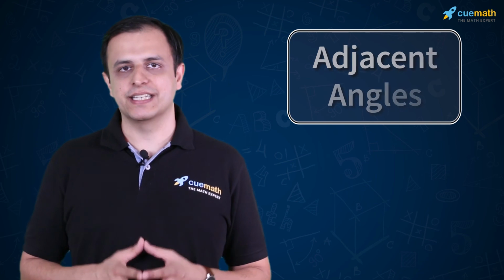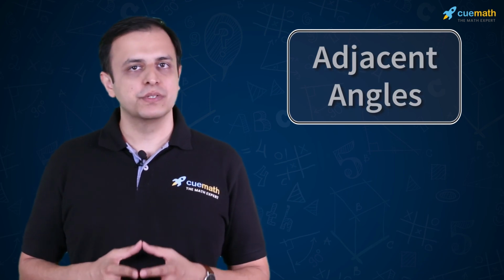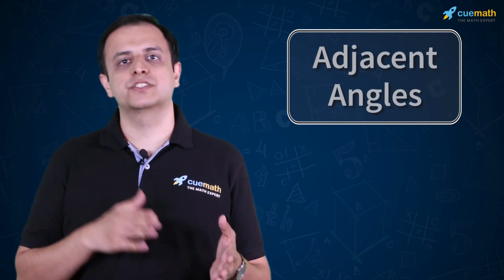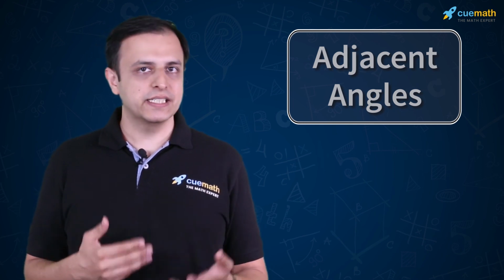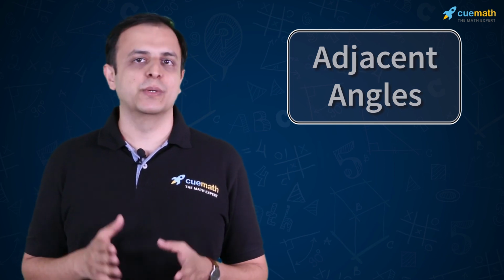So students, that wraps up this short lesson on adjacent angles. As you saw in the video, the word adjacent means right next to each other. And so, adjacent angles are angles that are right next to each other. I'm sure you will find this quite easy to remember.